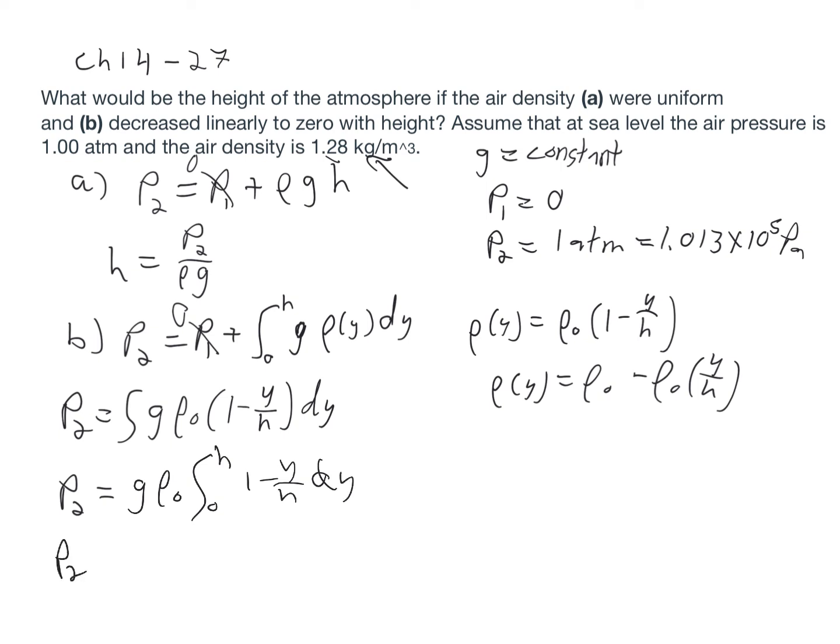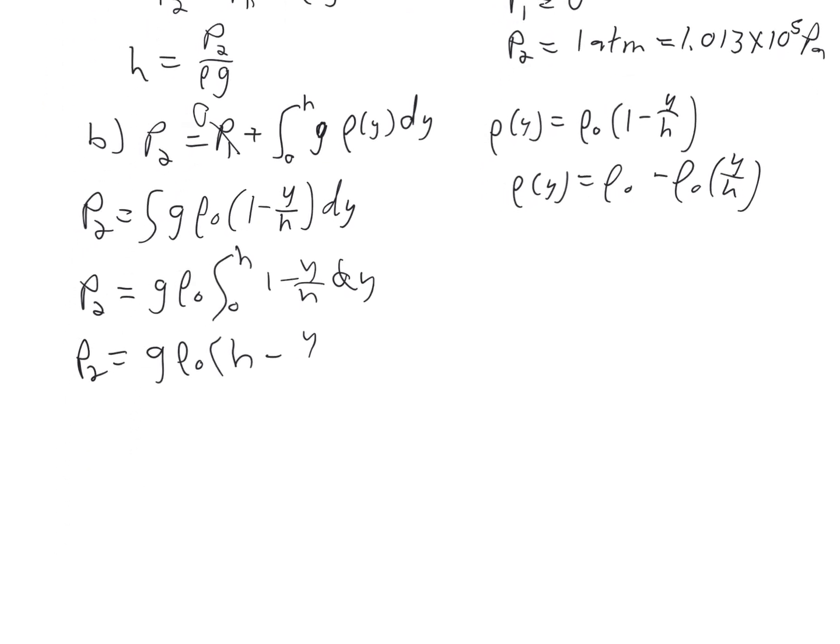So then what you're going to get here is G rho initial times the integral of the 1, which is just going to give you h, and then minus y squared over 2h. Oh boy, this handwriting's sloppy. Let's try to make this a little cleaner here. I'm going to scroll up so I can try to write cleaner. So what we end up with here is h minus y squared over 2h, and we're evaluating that from 0 to h.